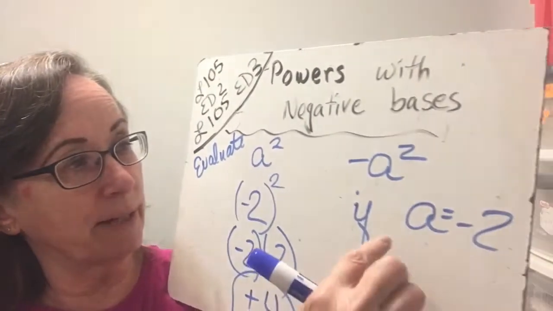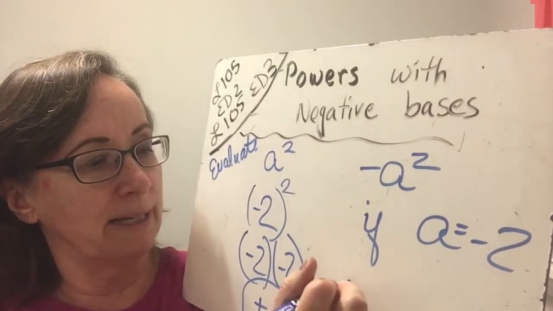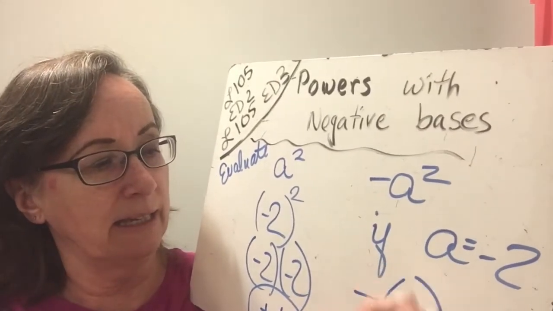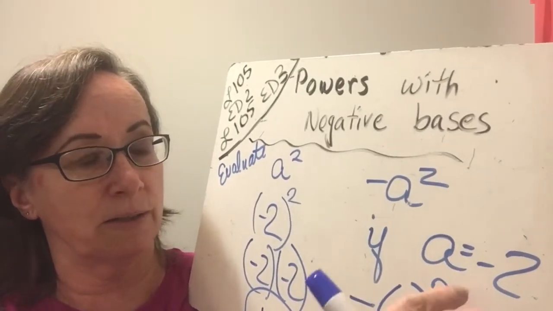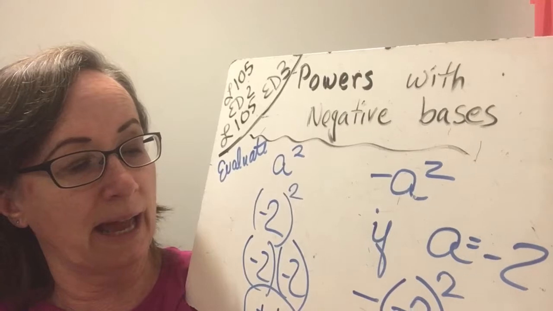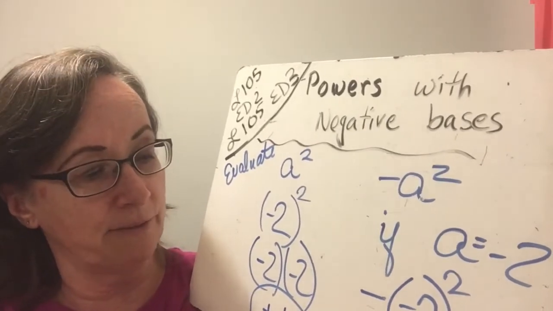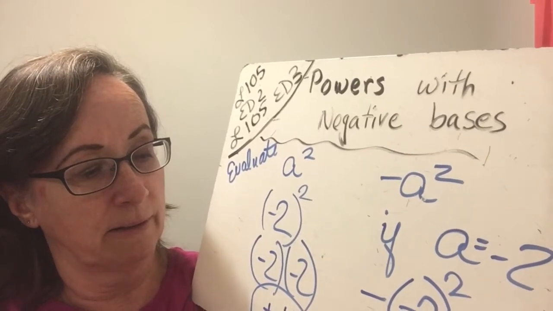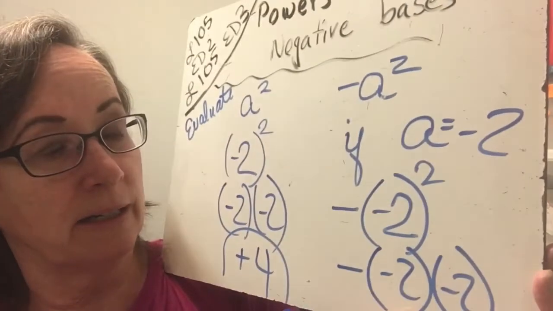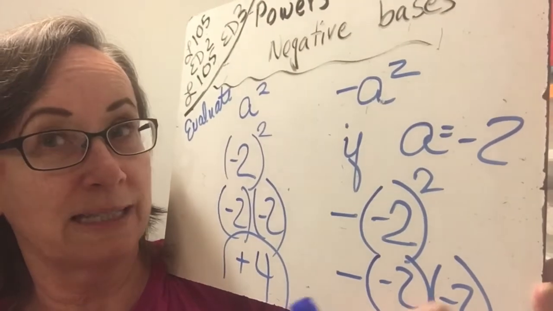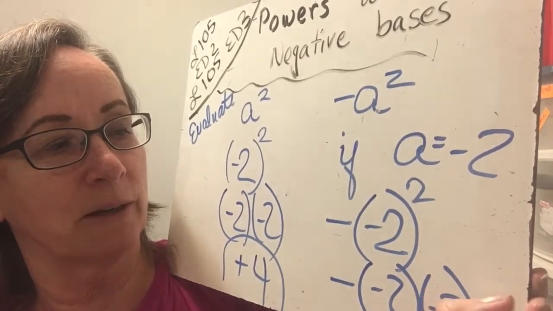Okay, so down over here, we have the opposite of a squared. So the negative stays outside, and then the a squared is going to be -2 squared, and we're going to have the opposite of -2 times -2. The -2 times -2 is a +4, but the opposite of +4 will be -4.